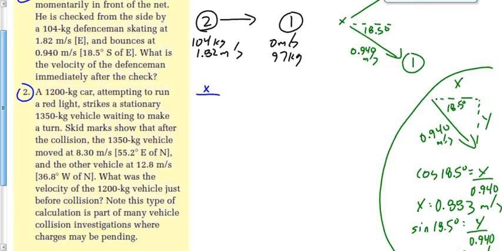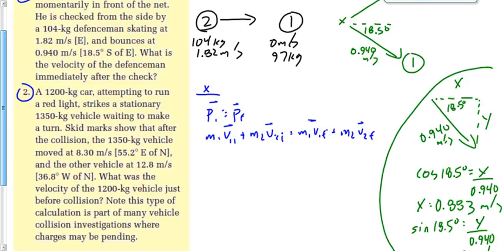X components, Y components. PI equals PF. M1 V1I plus M2 V2I equals M1 V1F plus M2 V2F. I wish these hockey players weighed the same thing. How come? What would that do for me if they had the same mass? Cancel them out, right? But they don't, so we can't cancel them. Object number 1 has a velocity of 0, so we'll cross that off. Object number 2, 104 times V2I is 1.82. Okay, all of his velocity is horizontal.